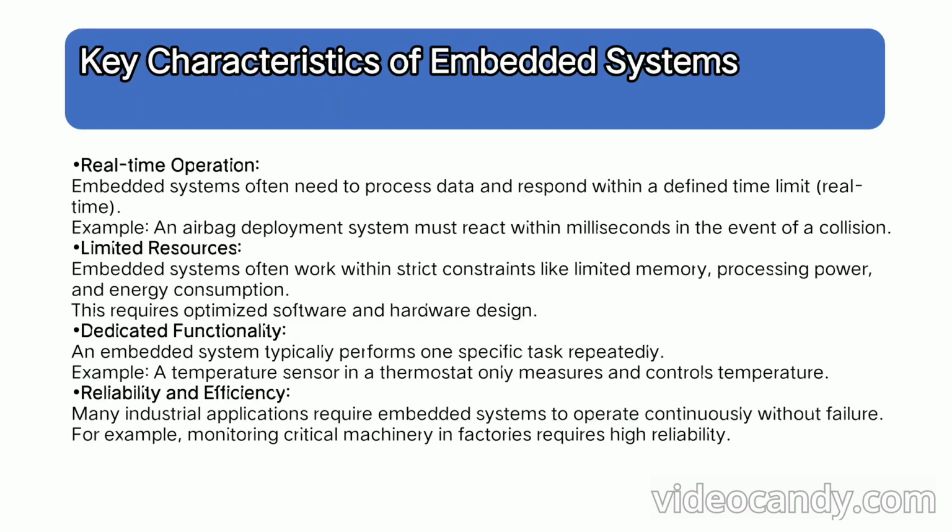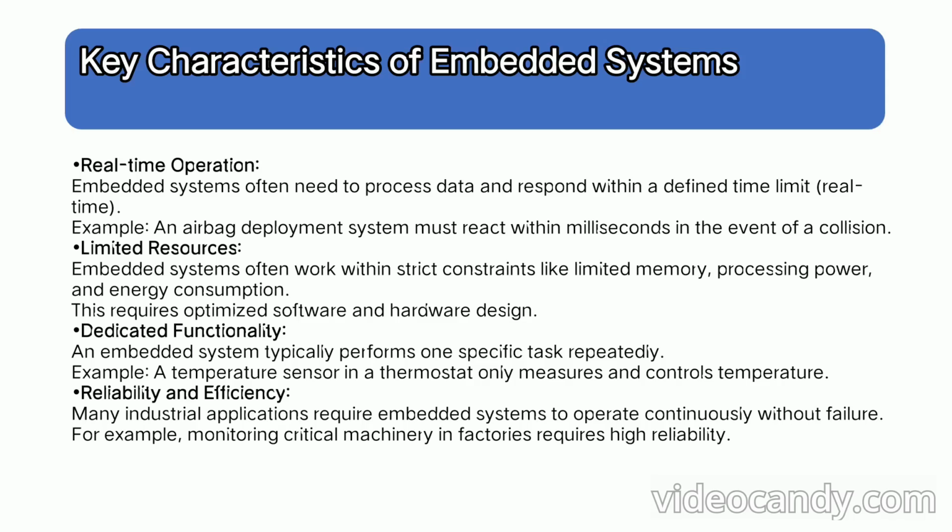The key characteristics of embedded systems. First, real-time operations. Embedded systems often need to process data and respond within a defined time limit. For example, an airbag deployment system must react within milliseconds in the event of a collision. Right? An airbag deployment system in a car is a correct example for a real-time application. In a fraction of a second, when an accident or collision occurs, the airbag must be released, right? It is a correct example for an embedded system.